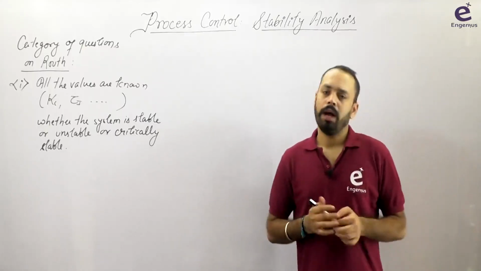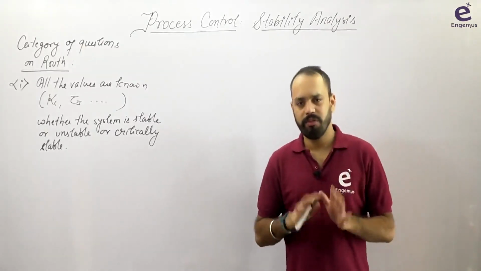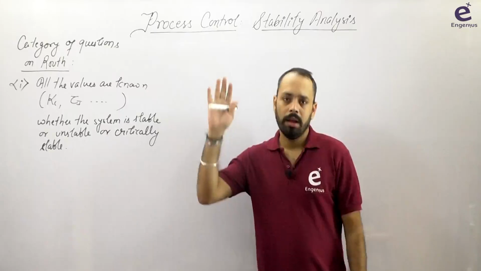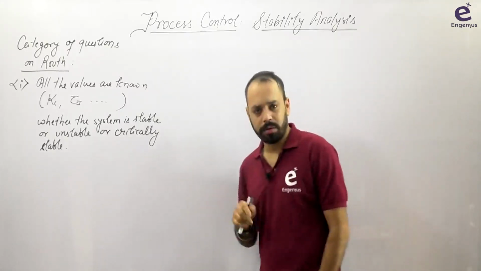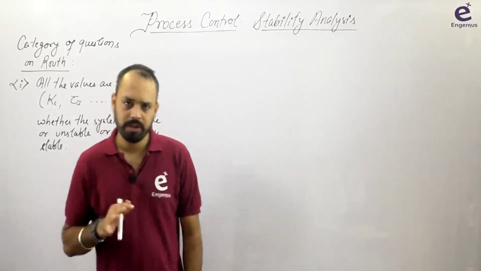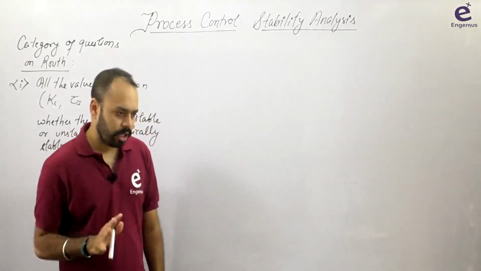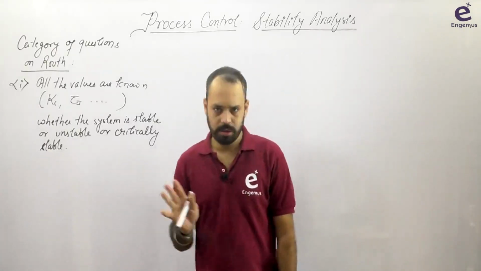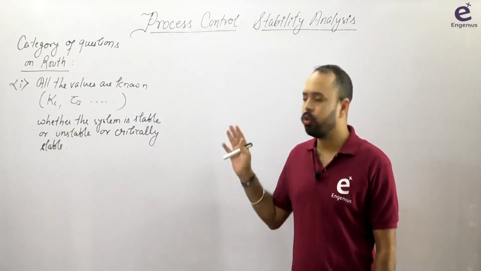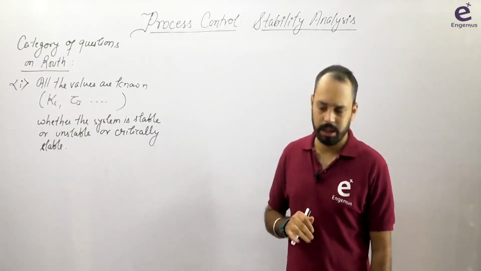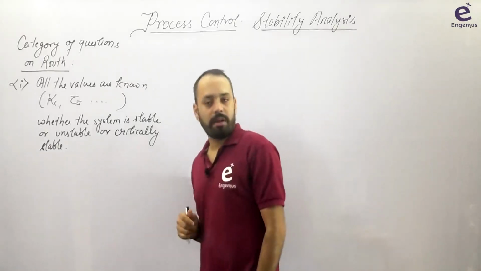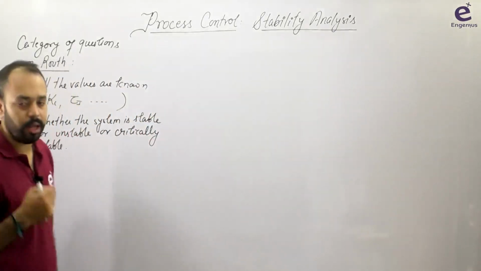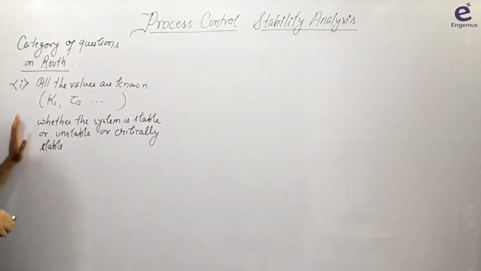How to solve this? I gave you the criteria for checking the stability. First of all, write the correct characteristic equation and arrange it in decreasing power of s. Check whether the first coefficient, A naught, is positive or not. If yes, then fine. If not, make it positive. After that, check if there is any negative sign in the characteristic equation. If yes, the system is definitely unstable. If all the coefficients are positive, then make the Routh array and use the Routh test. I gave you the test for stable, unstable and critically stable. That is one category of question.